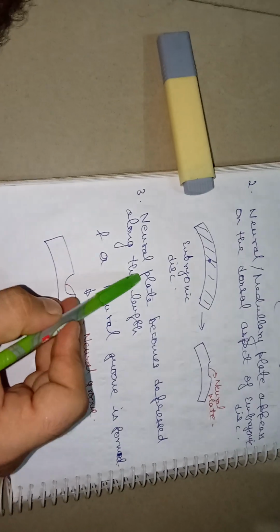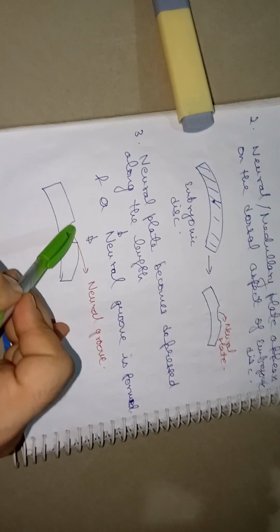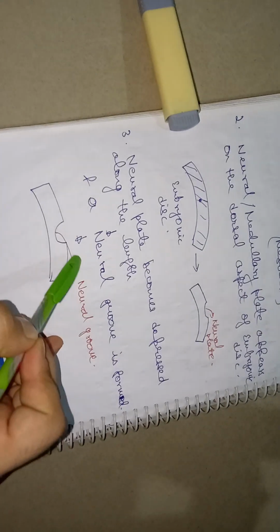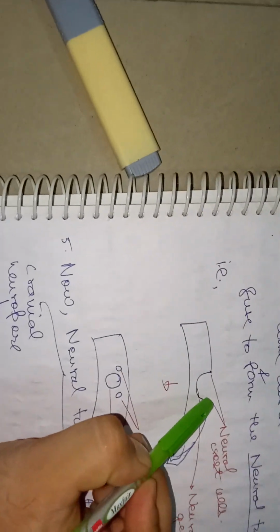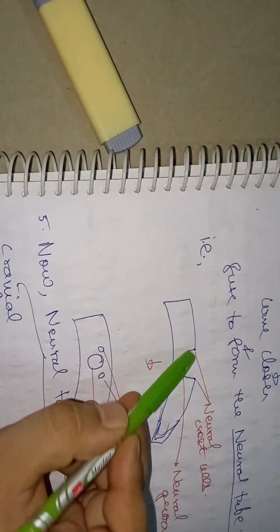Next, the neural plate becomes depressed along its length in the middle, and the neural groove is formed. Because of the depression of the neural plate, two structures are formed: first the neural groove, and second the neural crest cells. So what are neural crest cells? The edges of the neural groove form the neural crest cells.